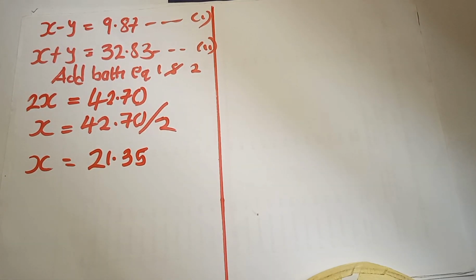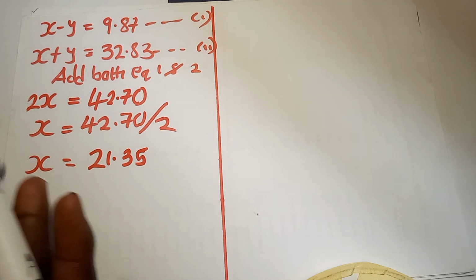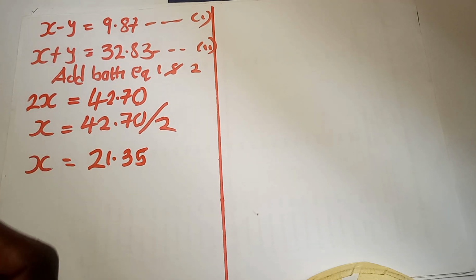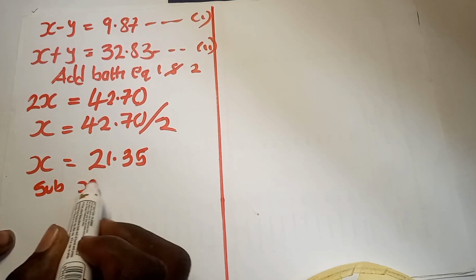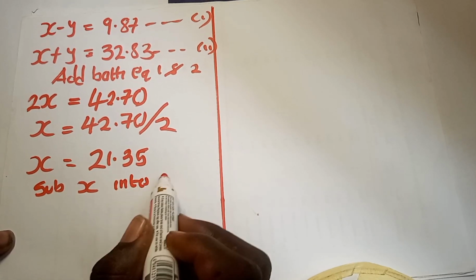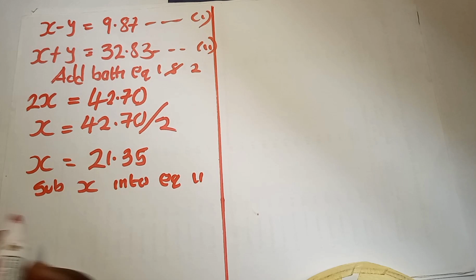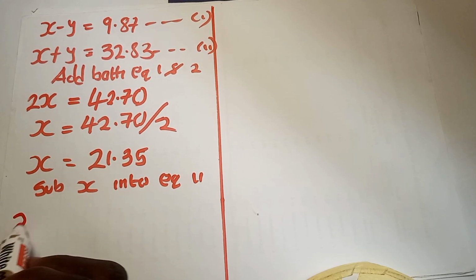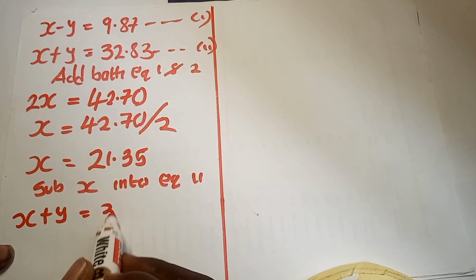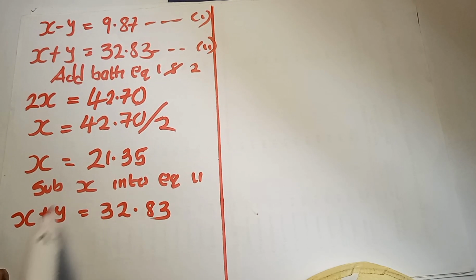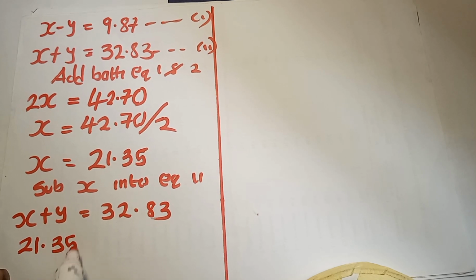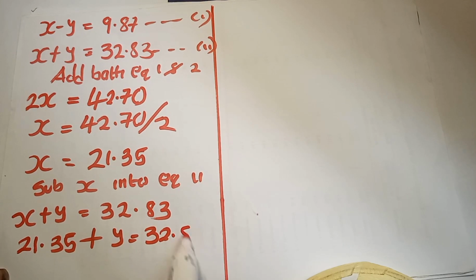Since I know the value of my x, I can easily get the value of my y. I will substitute the value of x into any of the equations above. Let me use equation 2. So substituting x into equation 2: x plus y equals 32.83. So 21.35 plus y equals 32.83.